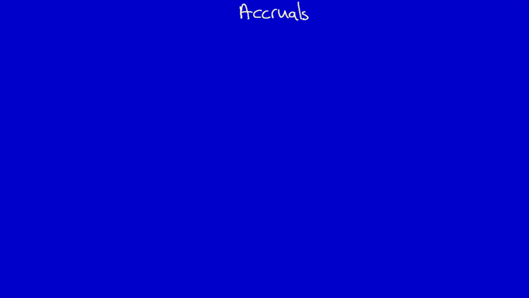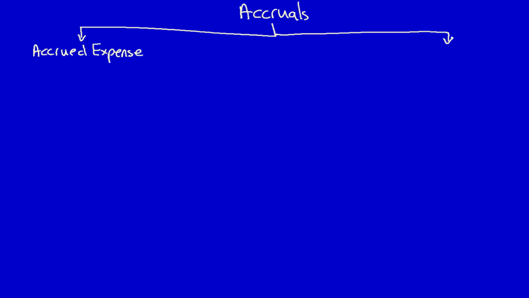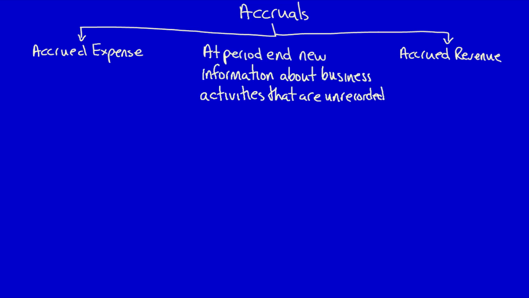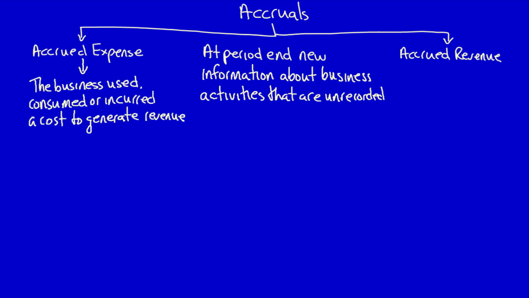There's 2 different types of accrual adjusting entries: accrued expense and accrued revenue. At period end, new information is provided about things which are unrecorded and have no cash transaction. Things which have not as yet been reflected in our financial records. For an accrued expense, we find out that the business used, consumed, or incurred a cost to generate revenue. That's the new information that we discover.